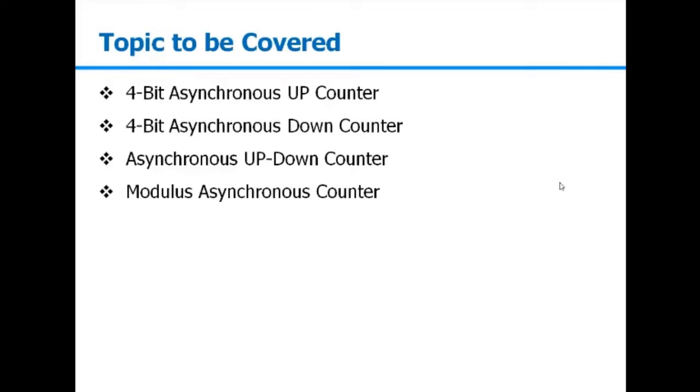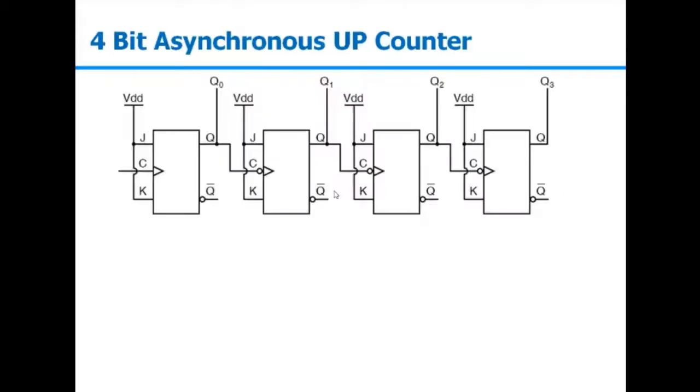In the last lecture, we were talking about designing of 1-bit and 2-bit asynchronous counters, in which we have seen both configurations, like up counter and down counter. Talking about the 4-bit asynchronous up counter.